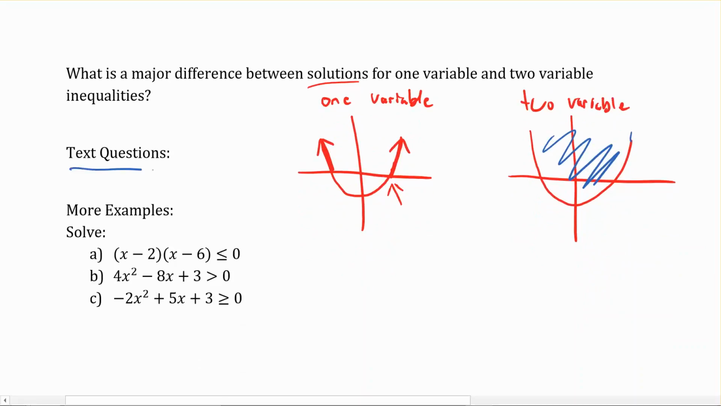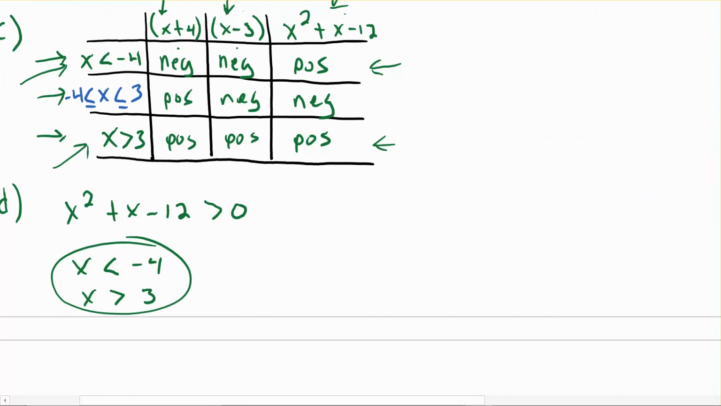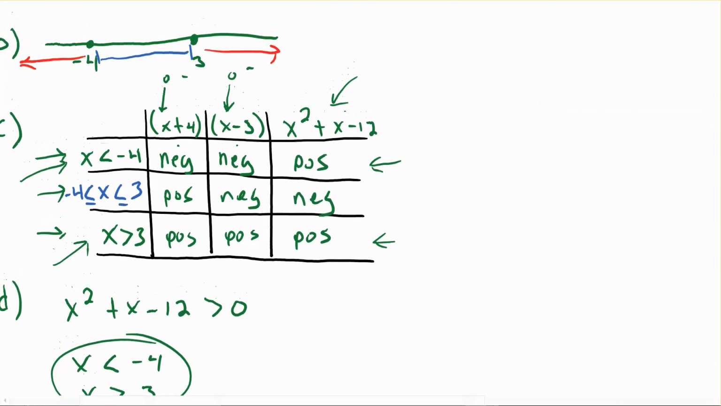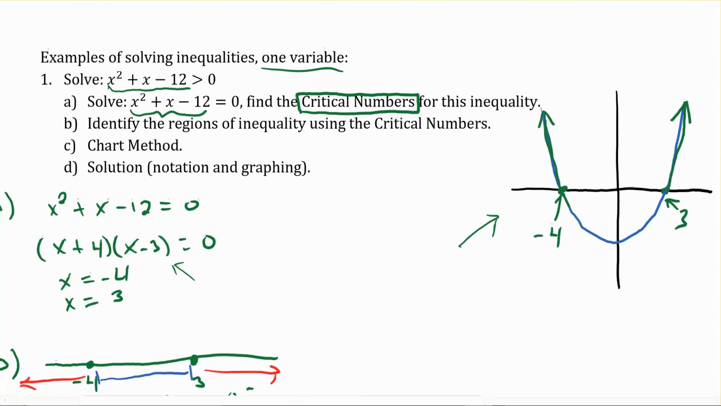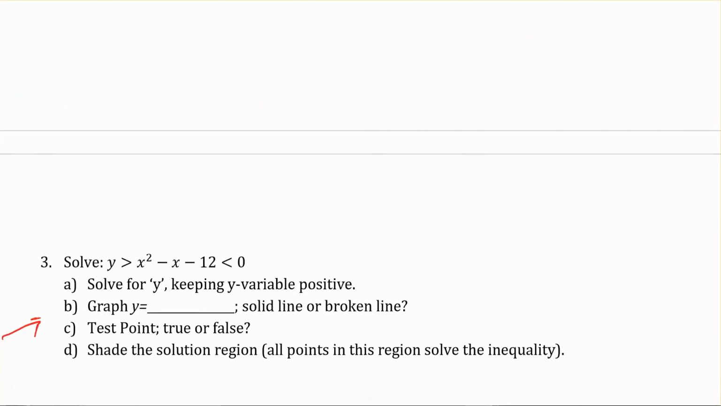The text questions, I'm going to put them on the website, so make sure you do the text questions on the website. And I'd also like you to finish these questions. These are more one variable inequalities, like the ones at the beginning, so the last video. You can use the chart method. I'll also let you use the graphing method, which is probably a little bit simpler, but make sure you know both. Okay, so that's it for that video, and I'll see you guys in class.